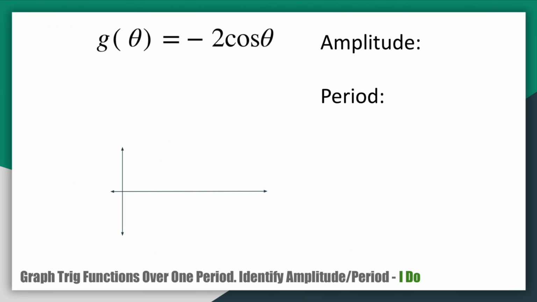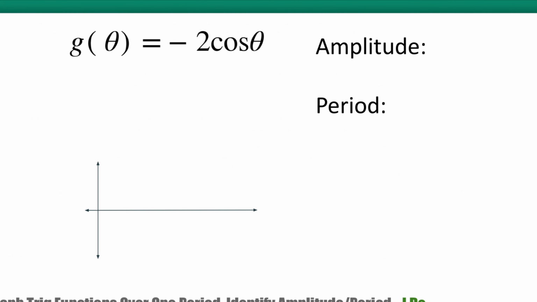Well, no, I'll graph this one. You'll have a time to do one in a minute. Okay. Now our amplitude here is still 2, but we do have a reflection because our a is technically -2.